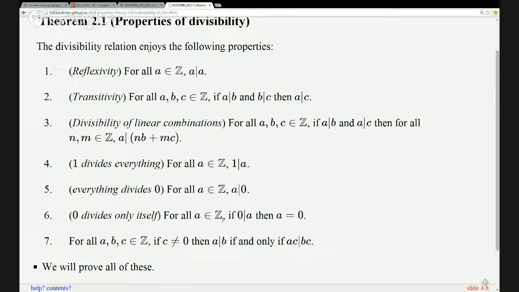Any questions about forming that proof? Okay.